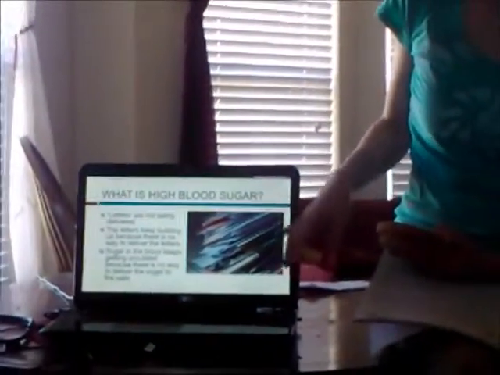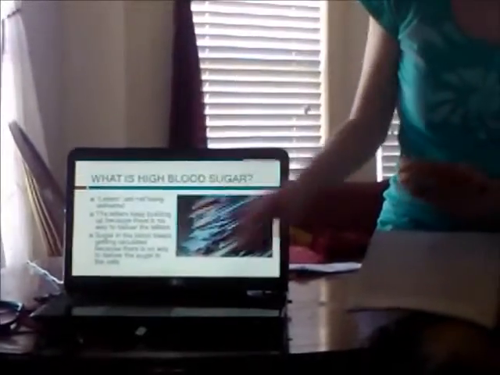When we eat food, such as this peanut butter sandwich, it gets broken up into sugars. The sugar gets sent into the bloodstream to send to our cells, who need the sugar for energy. Now, what is high blood sugar? If we count our letters as sugar, the letters are not being delivered to the cells. The letters keep building up because there's no way to deliver the letters. So sugar in the blood just keeps circulating around because there's no way to deliver the sugar into the cells, much like letters just keep building up because there's no mailman to deliver the letters.